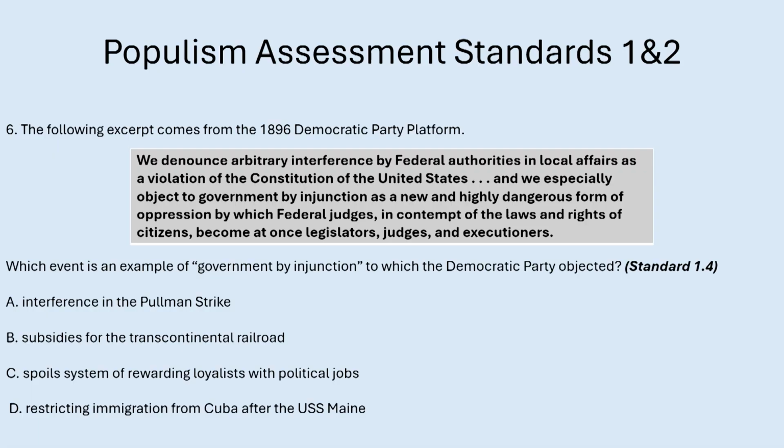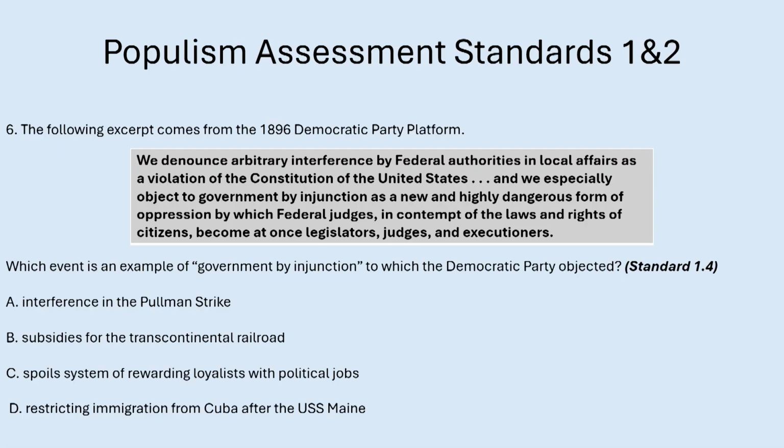A, interference in the Pullman strike. B, subsidies for the Transcontinental Railroad. C, spoils system for rewarding lawyers with political jobs. D, restricting immigration from Cuba after the USS Maine. Well, it doesn't have anything to do with the Spanish-American War, and it doesn't have anything to do with the spoils system, so the only answer it could be is the interference in the Pullman strike or subsidies for the Transcontinental Railroad.